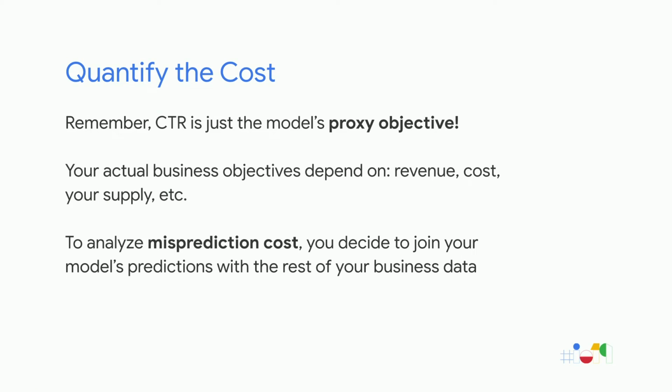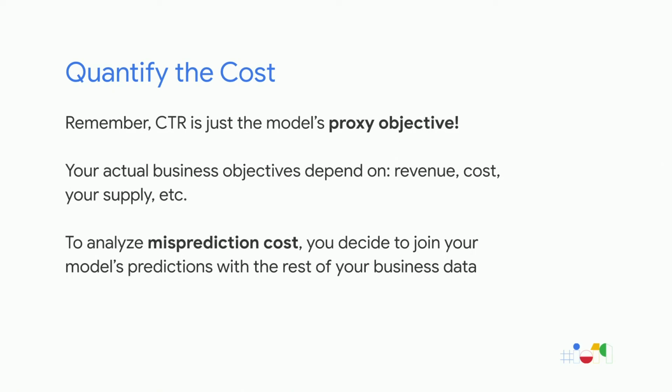But the interesting thing here is CTR is really just the model's proxy objective. You want to really understand CTR so that you can think about the supply you should buy, your inventory. And so your actual business objectives depend on something much larger. They depend on revenue, they depend on cost, they depend on your supply. So you don't just want to understand when your CTR is wrong, you actually want to understand how getting this wrong could actually affect your broader business, this misprediction cost.